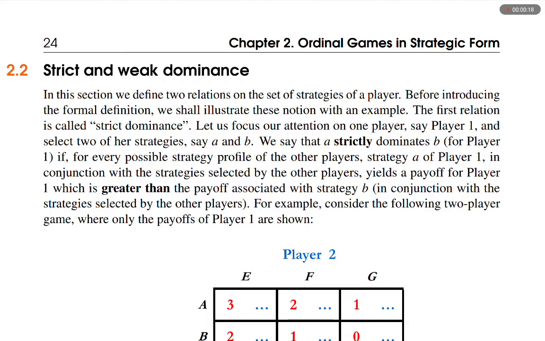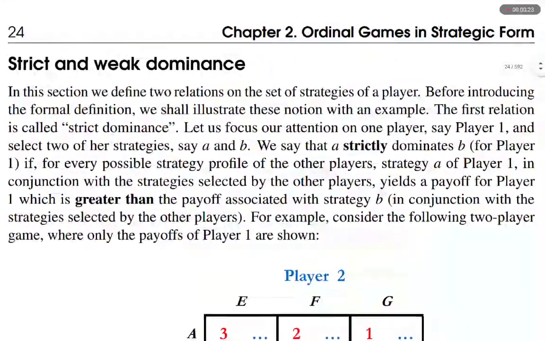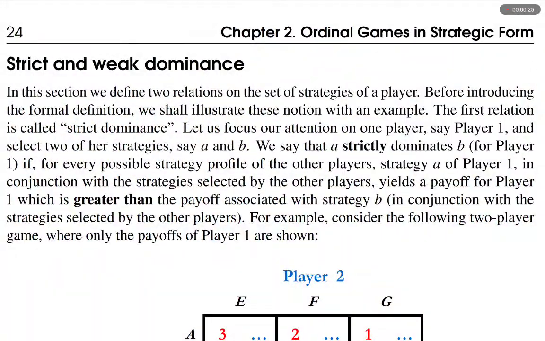In this section, we define two relations on the set of strategies of a player. Before introducing the formal definition, we shall illustrate these notions with an example. The first relation is called strict dominance. Let us focus our attention on player 1. Say player 1 has selected two of her strategies, say A and B.